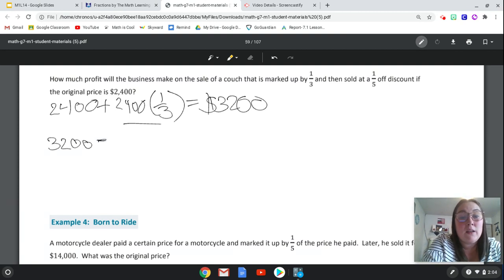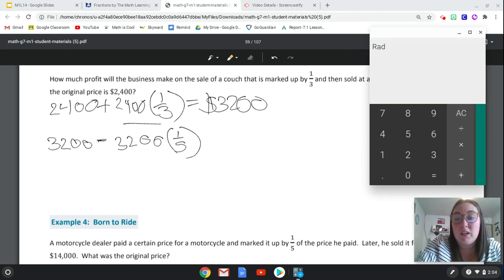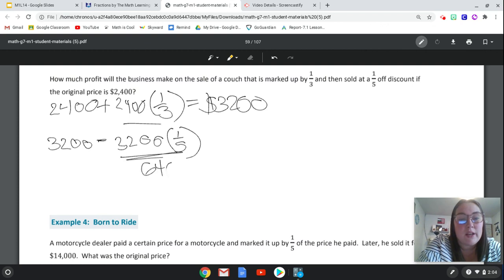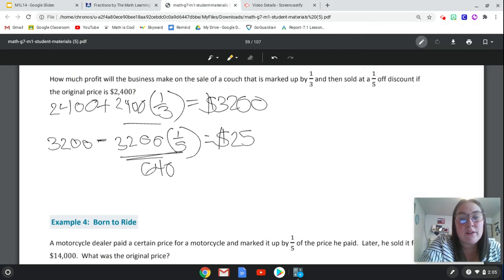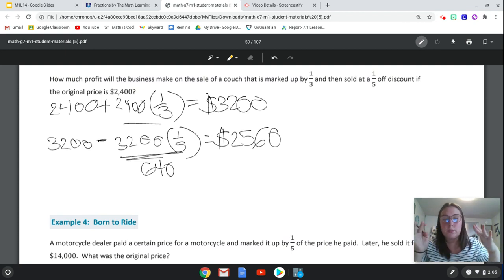We subtracted the price multiplied by that sale fraction, right? It's a fifth down. So I'm going to again figure out what's my 1/5. My decimal is 0.2. I'm going to multiply that by 3,200. So on this side, I know that this is 640. I then have to go 3,200 minus 640, which is 2,560. This is where it gets tricky.